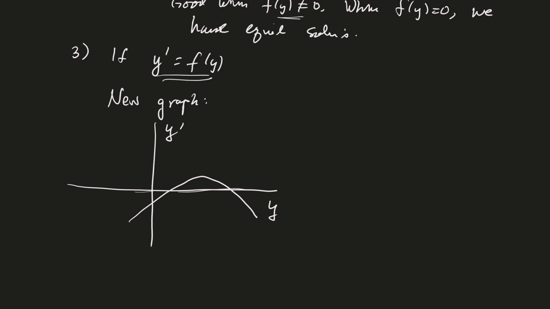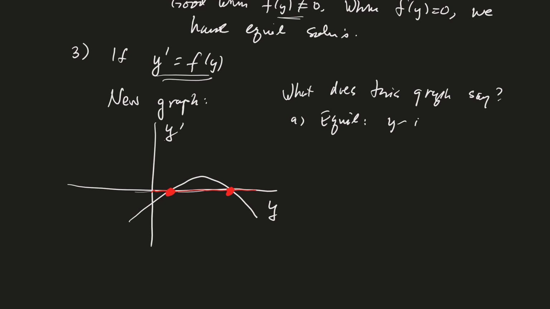Okay, now what does this graph tell me? A, can you find the equilibrium? Well, we're looking for where y prime is equal to 0, and so those y's are those 2 points in this situation, or in general, it's the y-intercepts of the graph. And remember now, when I say y-intercepts, I'm talking about the horizontal axis, not the vertical axis. Okay, I'm talking about the horizontal.